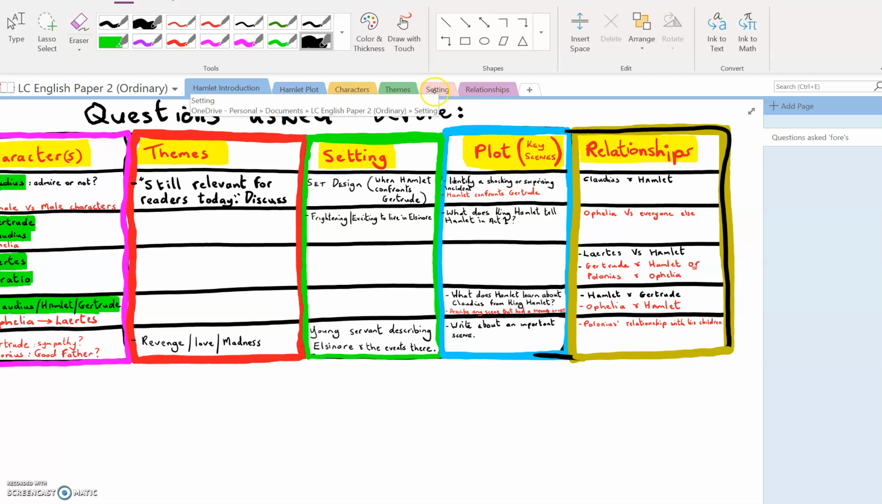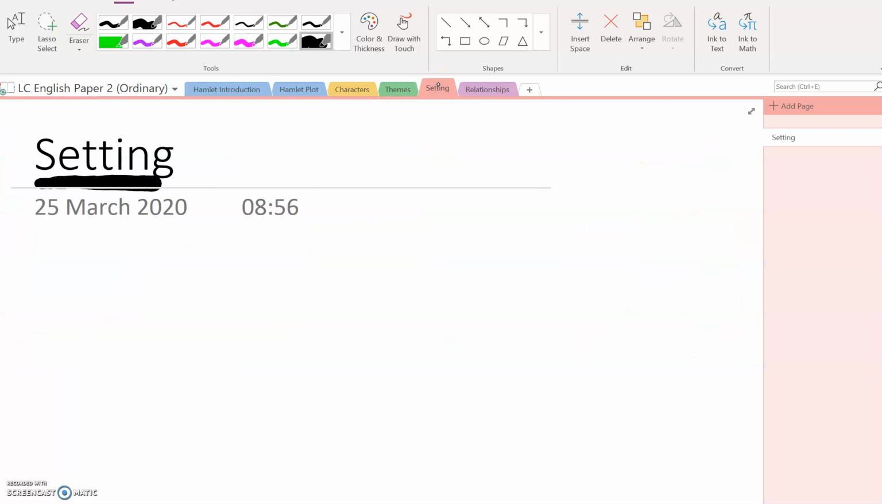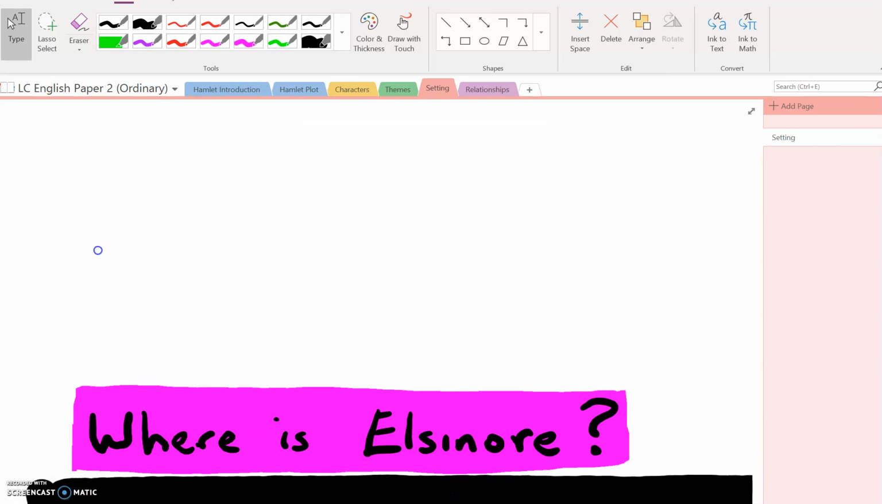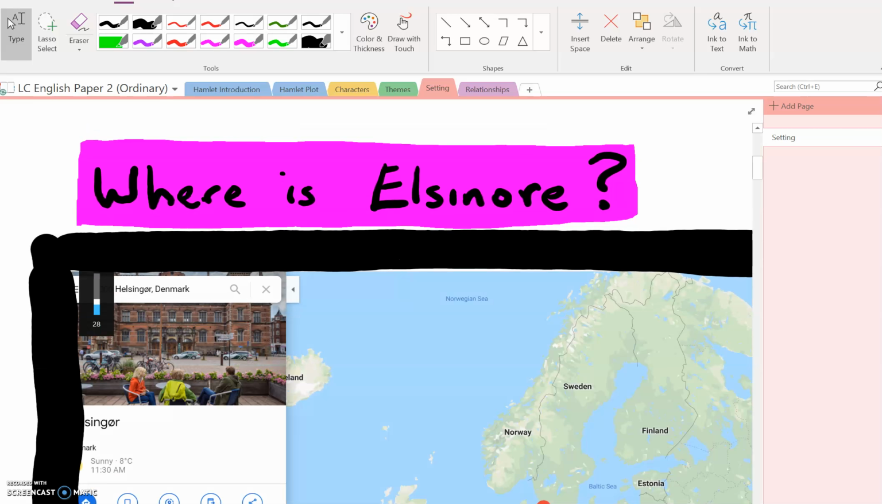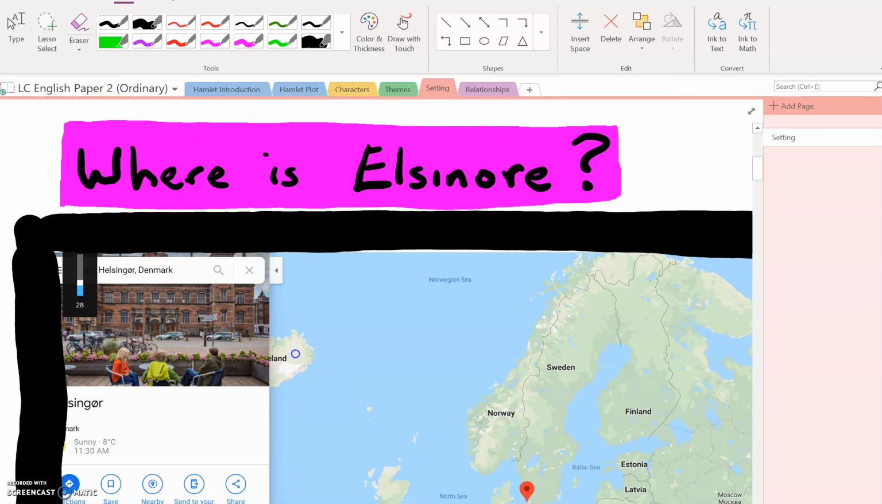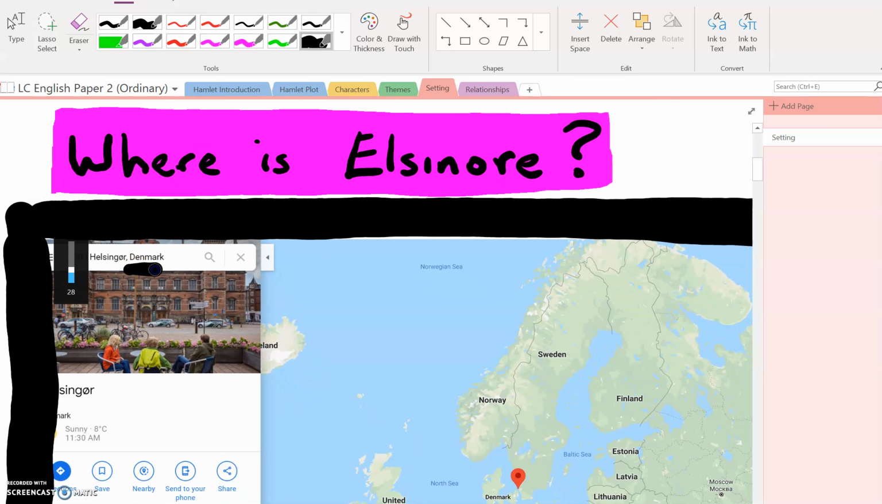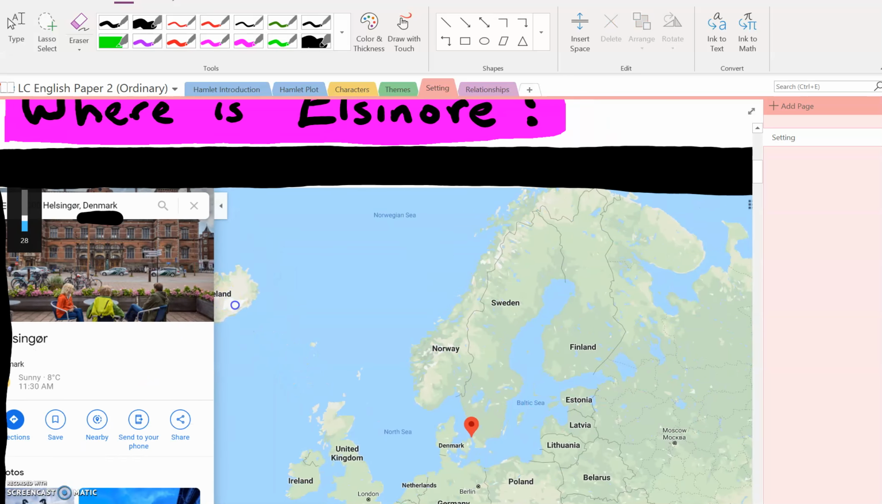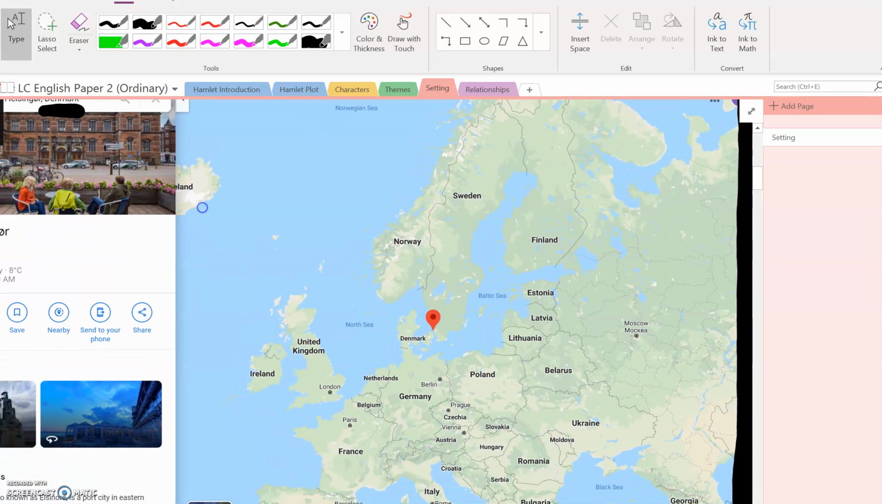Okay, let's go back into our setting page and let's get some things out of the way as to where exactly is Elsinore, because Elsinore is a real place. It's a real place in Denmark. It still exists, and it's located in a very strategic place. So we'll get a zoom in a second, but we all know here, of course, that's where we are in England, and Denmark is here. It's above Germany. It's very much in the center of Europe.